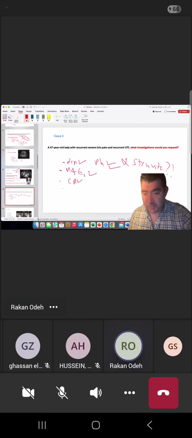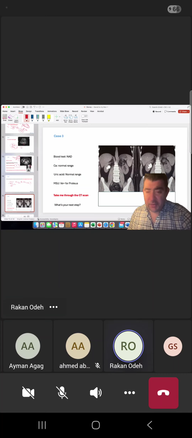Okay, very good. So the blood shows no abnormalities. Calcium is normal, uric acid is normal. MSU shows positive for proteus infection. You can look at the screen. Take me through the CT.